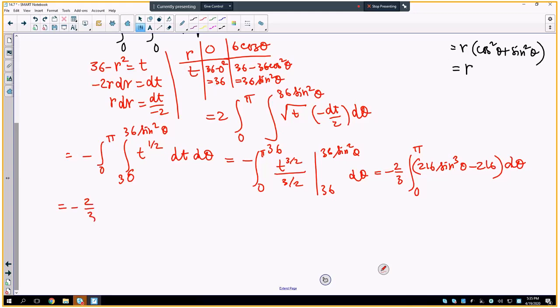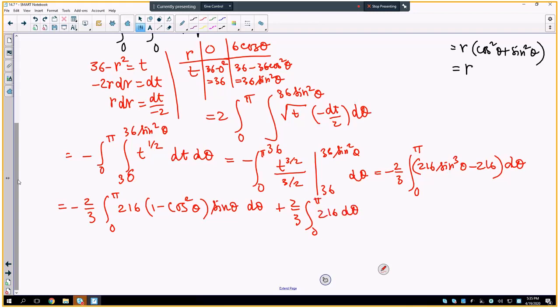The first one is 0 to pi, 216, the sine square theta, I'm going to write it as 1 minus cosine square theta, and then sine theta. So you have sine square theta times sine theta. I wrote it as 1 minus cosine square theta times sine theta. And then I have the second integration, which eventually will become plus 2/3 integration 0 to pi 216 d theta.